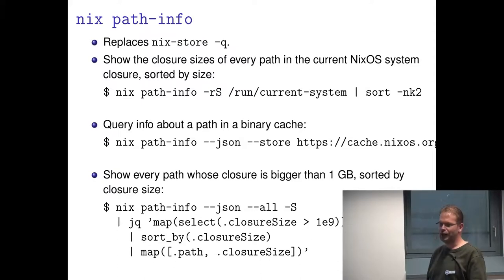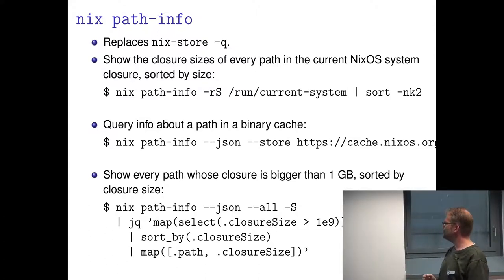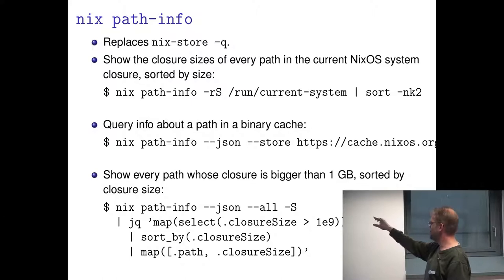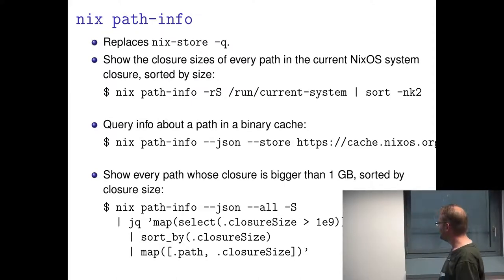So there is a command called nix path-info, which replaces nix-store -q. One nice flag that it has is -S, which shows you the closure size of a path. So, for example, nix path-info -rS on your current NixOS system, if you pipe it through sort, it will show you the closure size of every path in the NixOS system sorted by size. My obsession is closure size reduction, so this is useful for that.